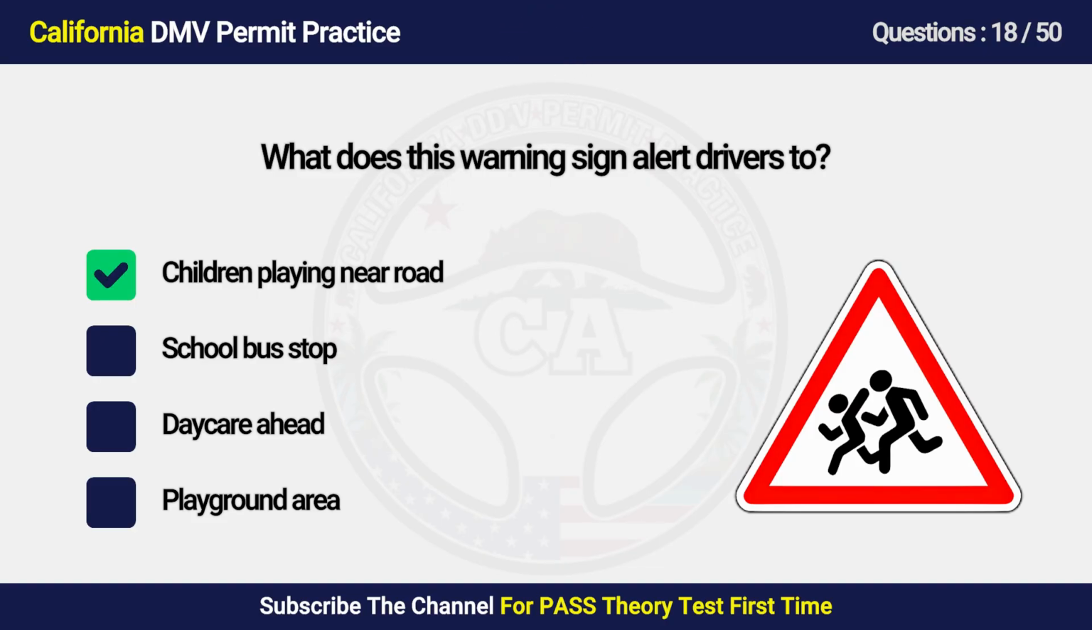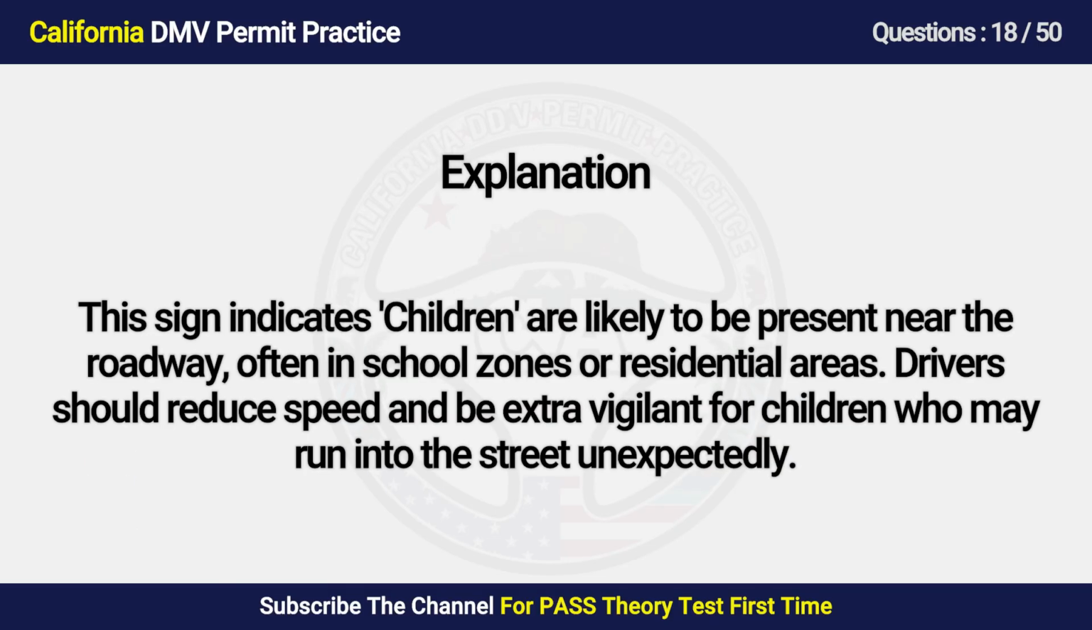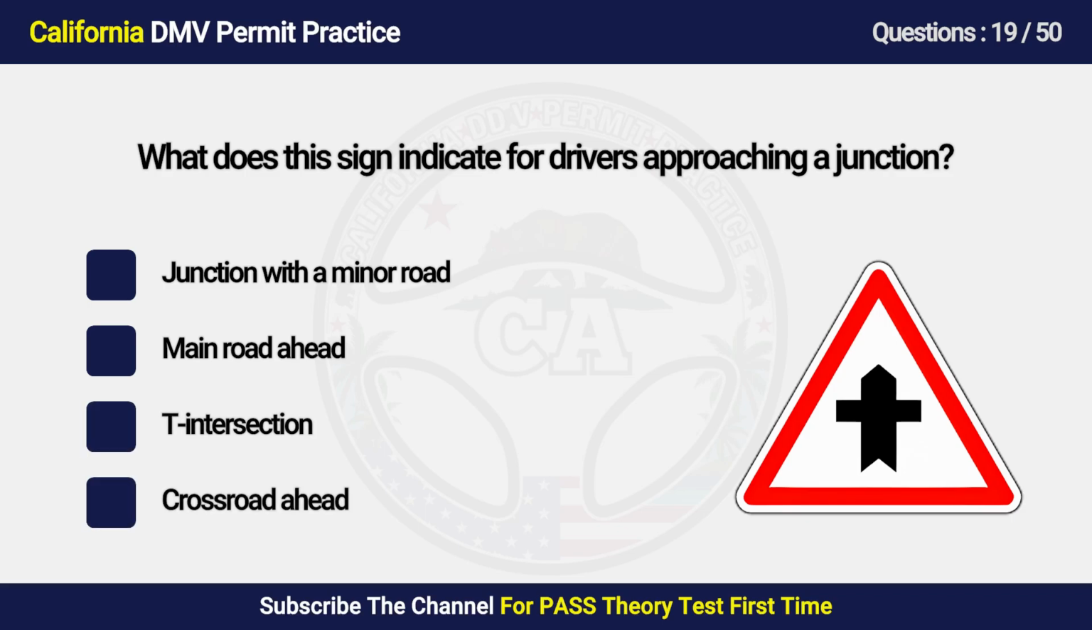Answer is A. Children playing near road. This sign indicates children are likely to be present near the roadway, often in school zones or residential areas. Drivers should reduce speed and be extra vigilant for children who may run into the street unexpectedly. Question 19. What does this sign indicate for drivers approaching a junction? A. Junction with a minor road. B. Main road ahead. D. Crossroad ahead.